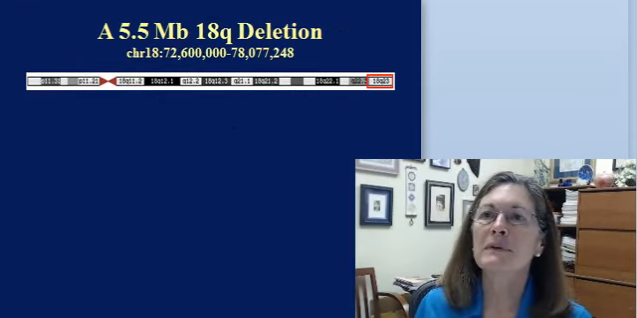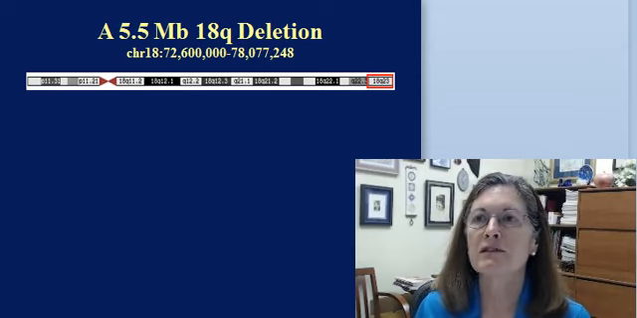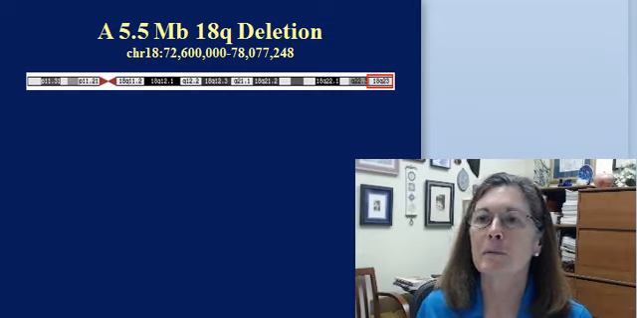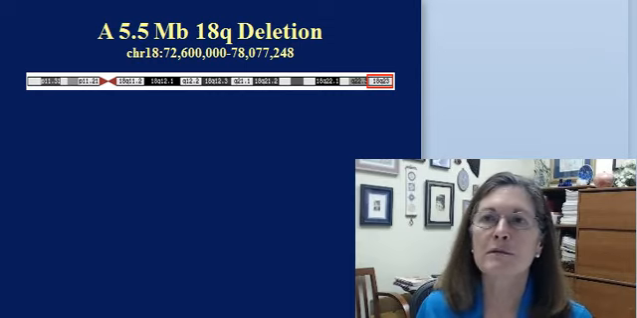Here's the first example. This could be a person with a 5.5 megabase deletion from the Q end of the chromosome, and the coordinates are shown here. In the gene dosage map, there's always an ideogram across the top, and it will have a red box showing some part of the chromosome that's viewed below that.